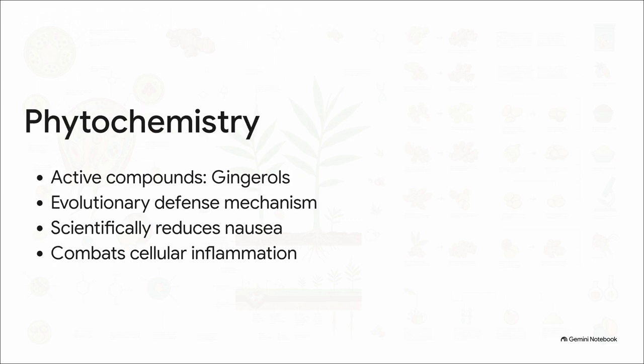Okay, let's transition into the biochemistry, which is for sure one of the most captivating parts of this whole explainer. The primary active compounds inside the rhizome are known as gingerols. Now, from an evolutionary standpoint, the plant didn't create gingerols to make our stir fries taste amazing. This is a powerful, burning chemical defense mechanism that evolved specifically to deter predators from eating its underground energy reserves.